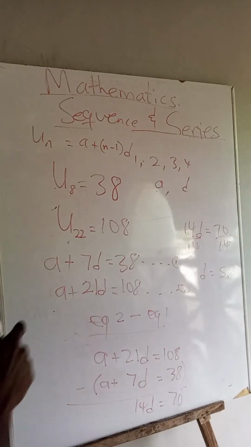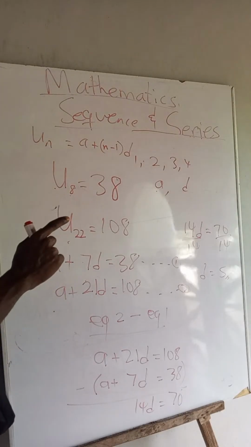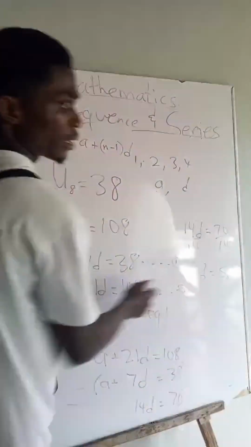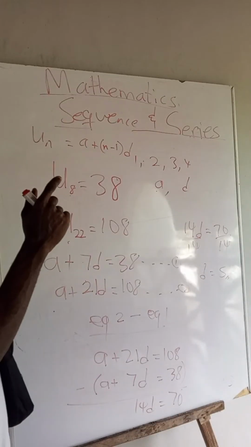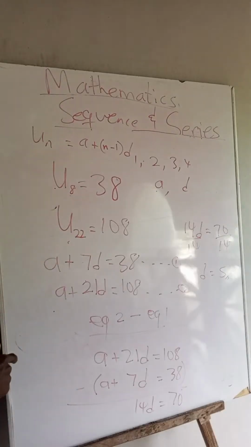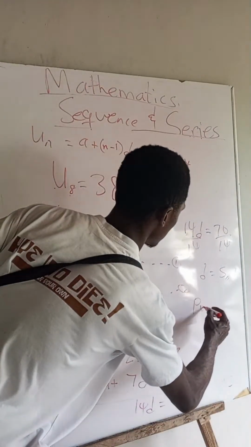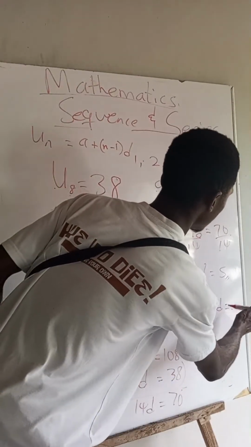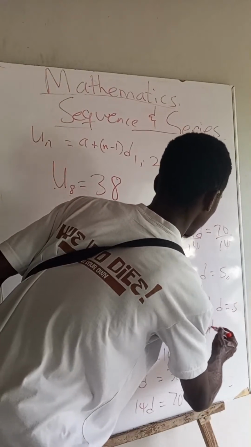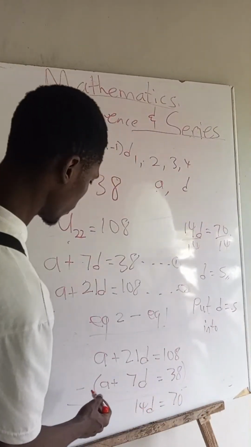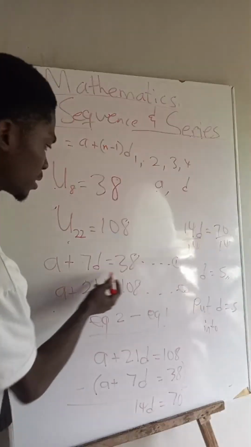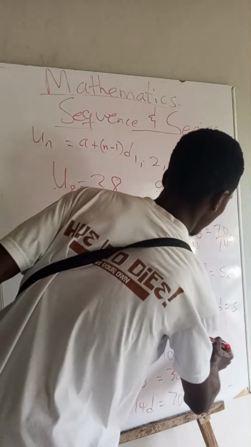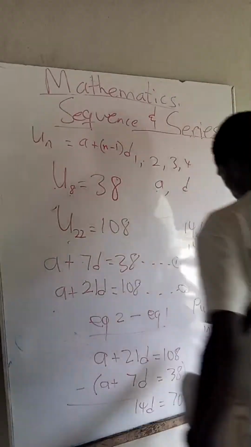This is not the question. The question didn't ask us to find D. The question asks us to find the sequence. In other words, it means that you have to also get A. So we are coming to substitute. We will put D equals 5 into equation what? Maybe equation 1 will be simple, right? So into equation 1.